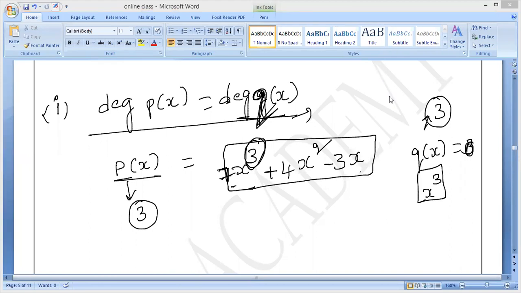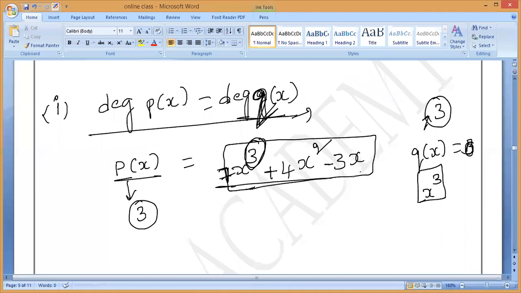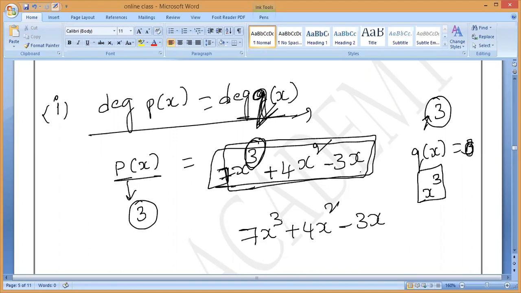A constant is your choice, not required also. Constant means x power 0 term is 0. That's all, x power 0 term is not there. This is also one polynomial, correct? We can write an infinite number of polynomials. Do division: 7x cube plus 4x square minus 3x divided with something. Here we have to get the x cube term in the quotient, correct?